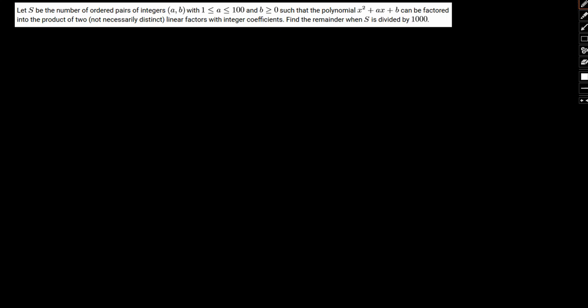Let S be the number of ordered pairs of integers (a, b) with a greater than or equal to 1 and less than or equal to 100, and b greater than or equal to 0, such that the polynomial x squared plus ax plus b can be factored into the product of two not necessarily distinct linear factors with integer coefficients. Find the remainder when S is divided by 1000.